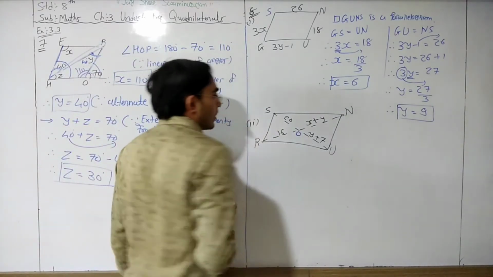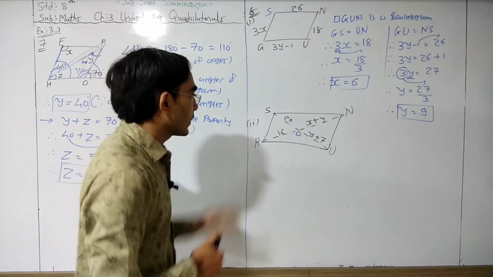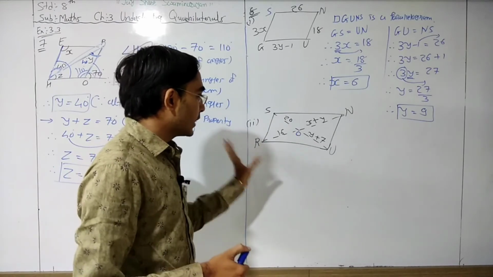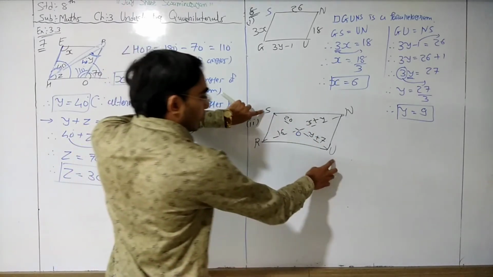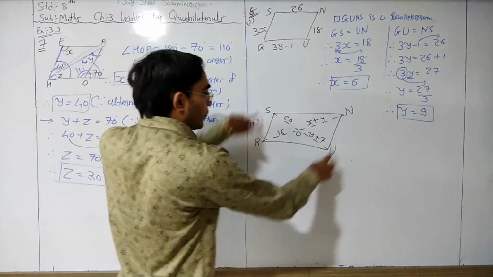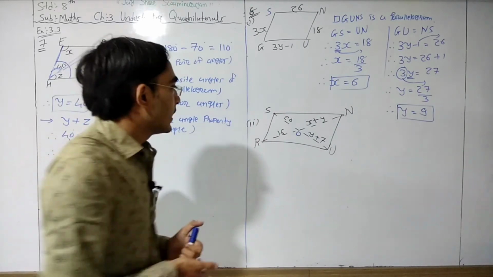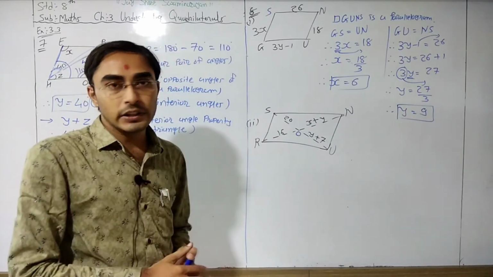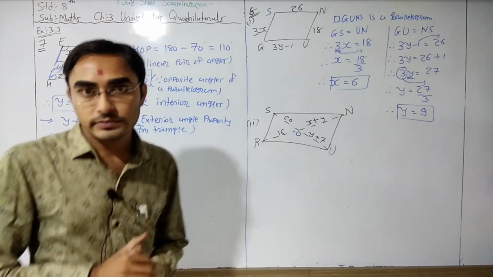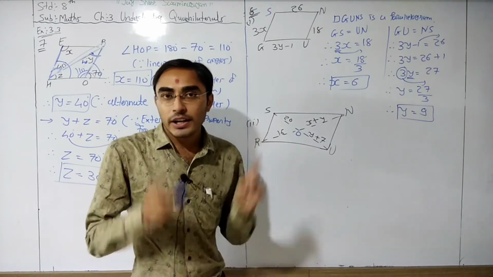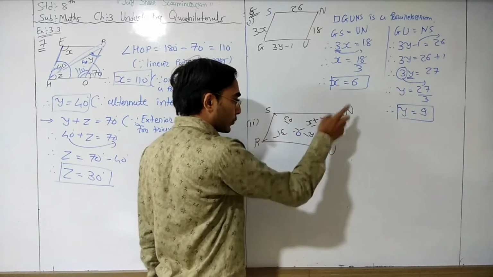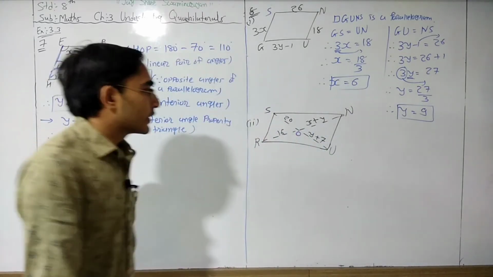Here, a parallelogram is given to you, RUNS. In parallelogram RUNS, SU and RN both are diagonals, right? And we know one thing about the diagonals: in a parallelogram, diagonals bisect each other. That means the intersection point of these two diagonals is O.